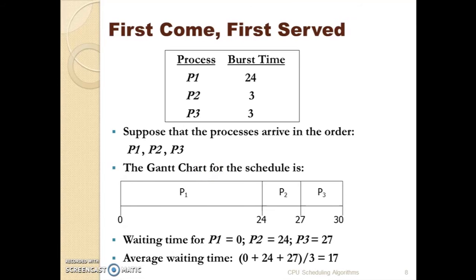Now let us take an example of first come first serve. In this example, we have 3 processes P1, P2 and P3, and we are given burst times of 24 seconds, 3 seconds and again 3 seconds. The burst time is given in unit time. It can be seconds, milliseconds or microseconds. Since the name indicates first come, first served, the process which came first will be processed first.